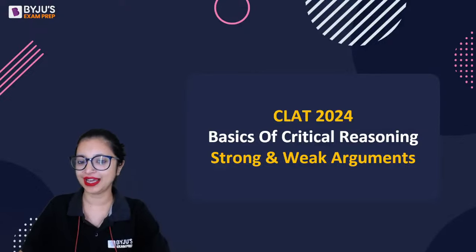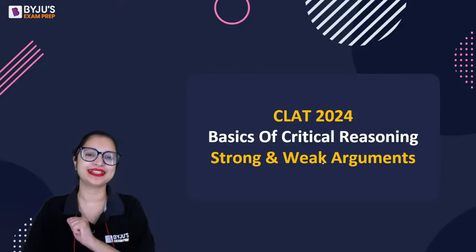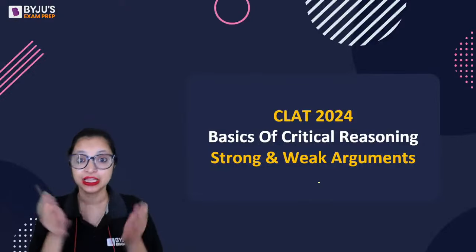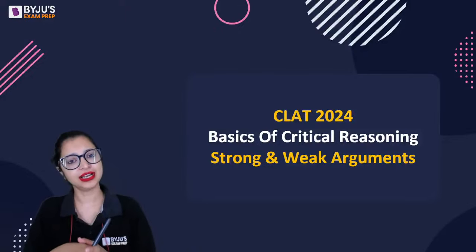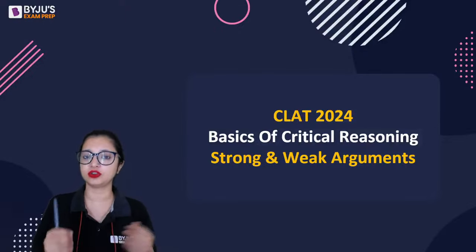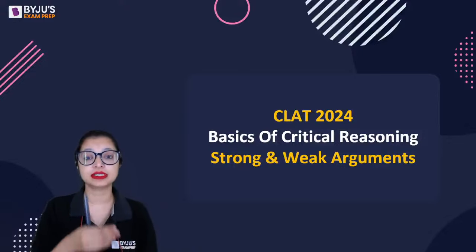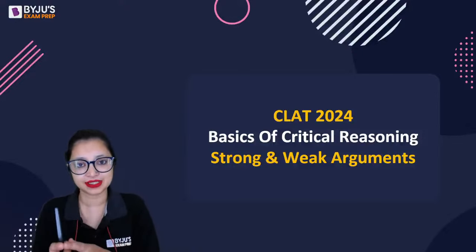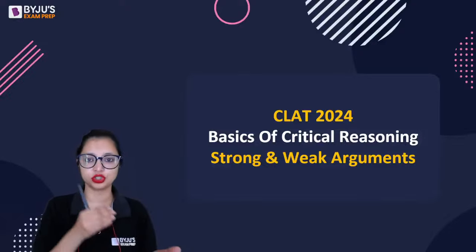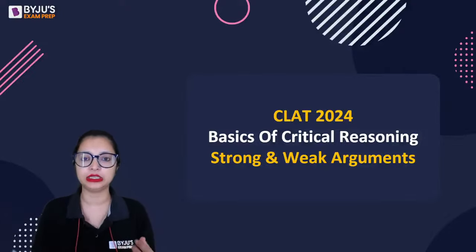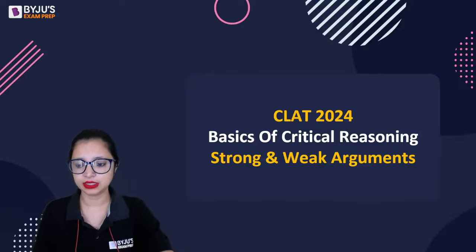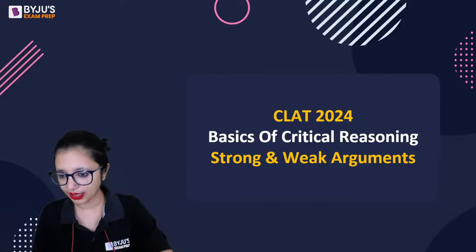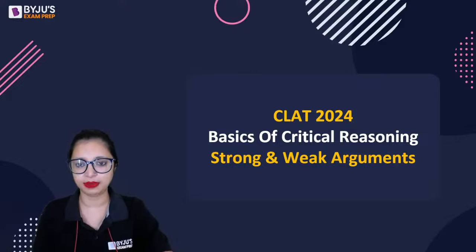Before that, we're going to have this class where we're going to be discussing the basics of critical reasoning. This is a series that's going on our YouTube channel. This should be the 7th class in this series. We've had 6 classes already where we've discussed various topics under the basics of critical reasoning, like assumptions, conclusions, strengthening and weakening the argument. Today, we're going to be doing yet another topic, and that is going to be strong and weak arguments.